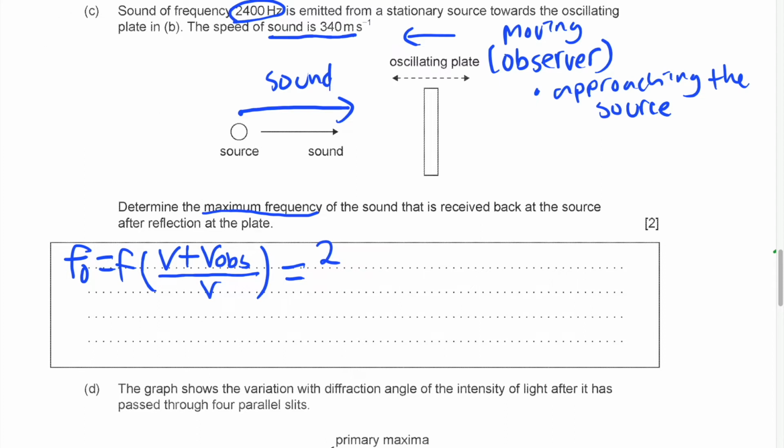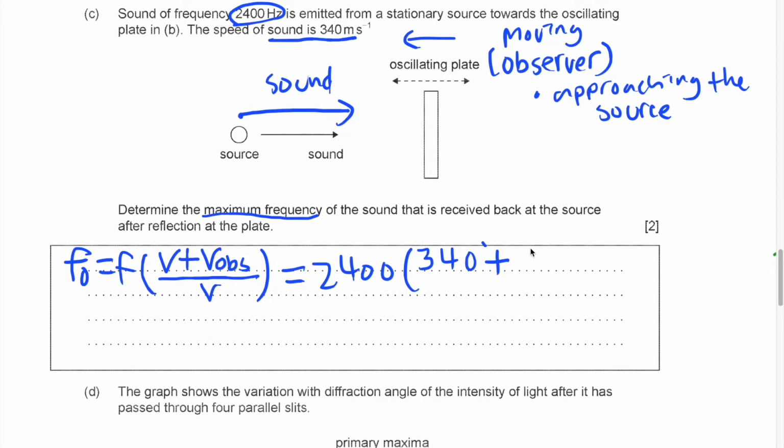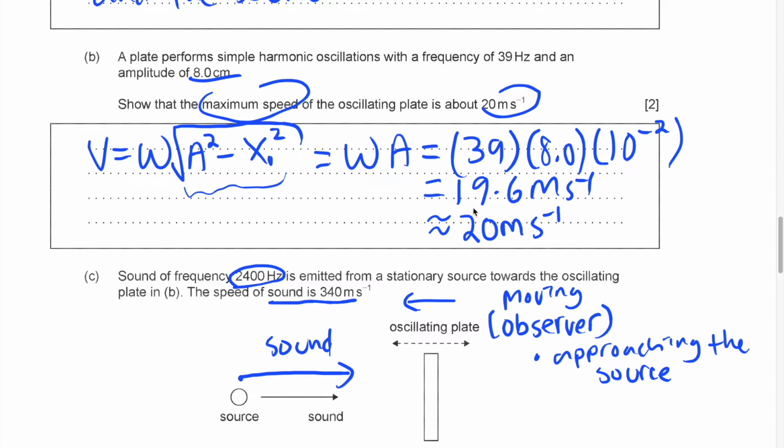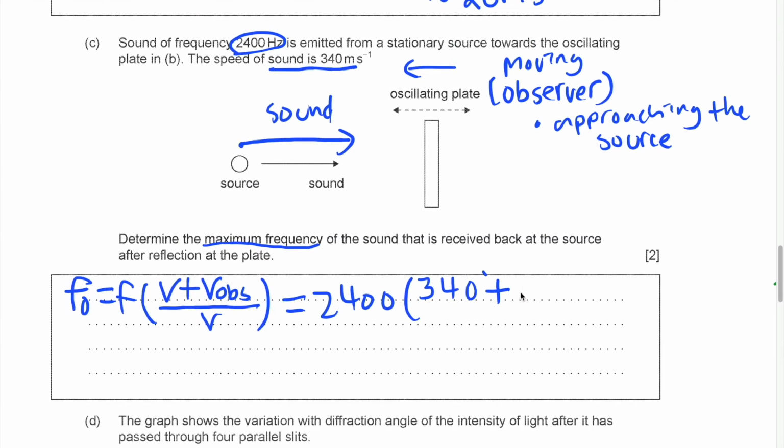And this is equal to 2400 multiplied by the velocity of the sound, which is 340, plus the velocity of the observer, which is the plate, that we calculated in part B, equal to 19.6, divided by the velocity of the wave, 340. So this is the maximum frequency when the sound is emitted from the stationary source.